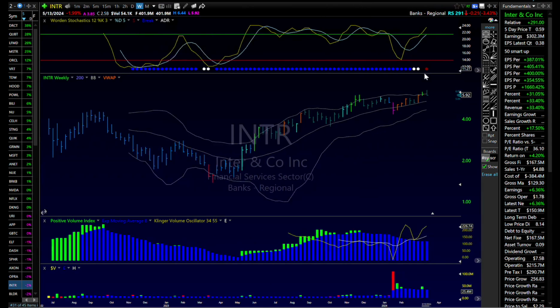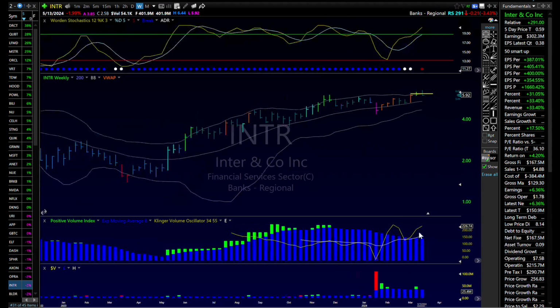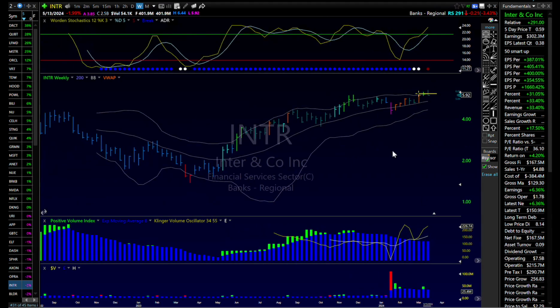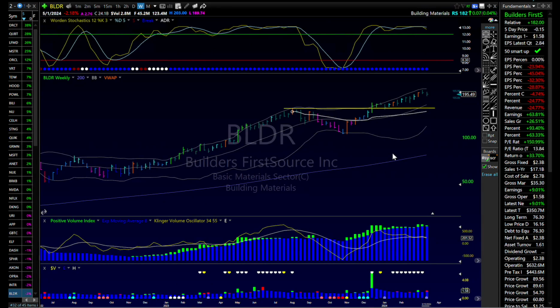INTR, Banks Regional. So here in a squeeze, but look at that. You also have to look at the price action. Obviously, price is king. It tried breaking out and then came right back. The volume is not quite there. Momentum's still pointing up, but I think that's a situation where you don't have the confirmation on the price.